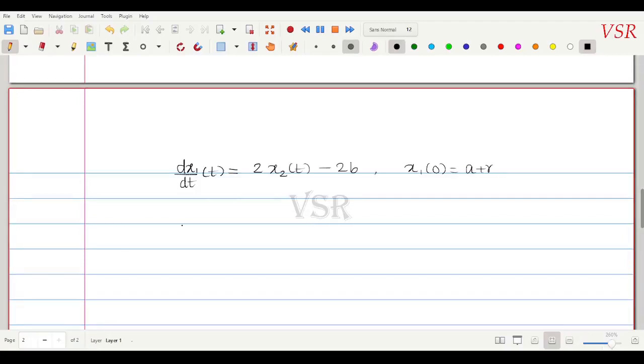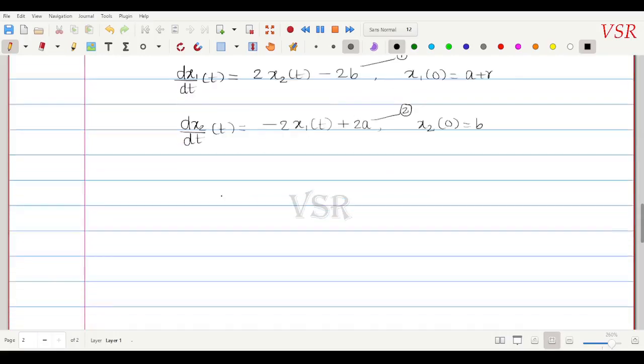And the second problem: dx2 divided by dt at the point t is equal to minus 2 x1 of t plus 2a, with the initial condition that x2 of 0 is equal to b. I call this the first equation, and this is my second equation. So differentiate the first equation with respect to t.